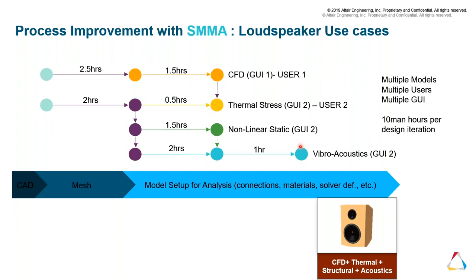Now, if you look at this in a typical scenario, without even talking about single model multi-attribute approach in SimLab, I would have a CFD user in a different GUI. I would have a structural engineer in a different GUI, could be a different user again, and then the vibroacoustics could be the same GUI or a different GUI depending upon how you're doing it today. Now, looking at the number of hours you spend in the meshing and the model setup for each of these analyses, finally, you're looking at the total answer and looking at 10 hours per design. Now, this is only the model setup. We're not talking about any solver time here.